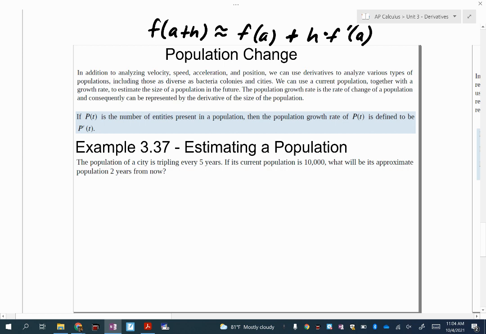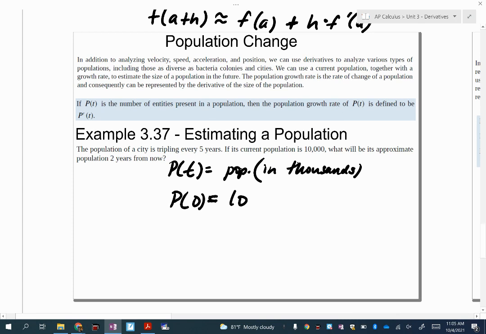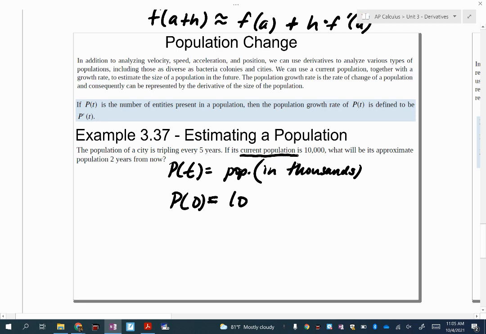So I'm going to use P of t, which is the population at time t. One second, let me check to make sure I have that right. Okay, I don't want this to be P of 10, t equals 10, I'm sorry. P of t is the population in terms of thousands. So P of 0 is going to be 10. At time 0, at this moment in time, the current population is 10,000.